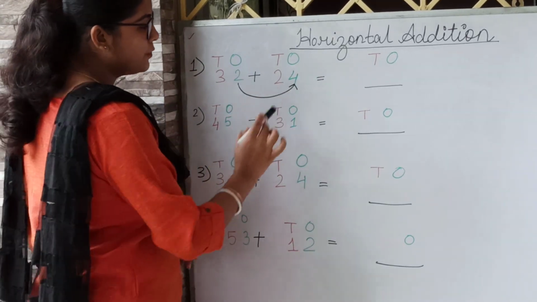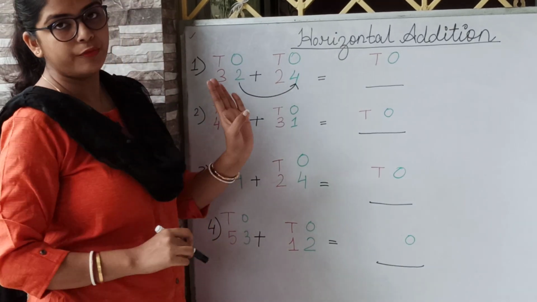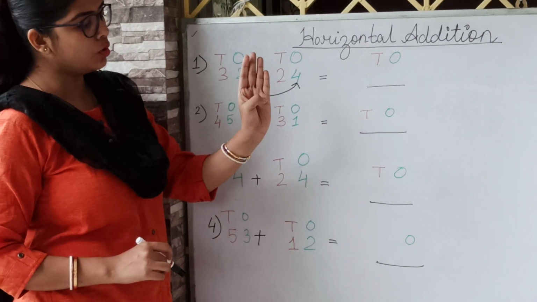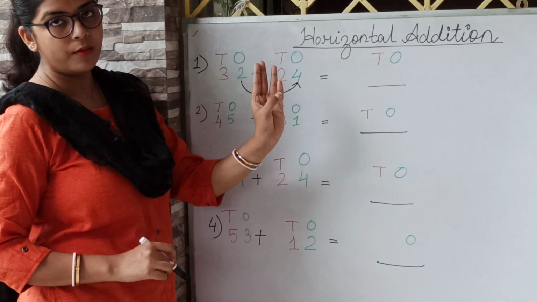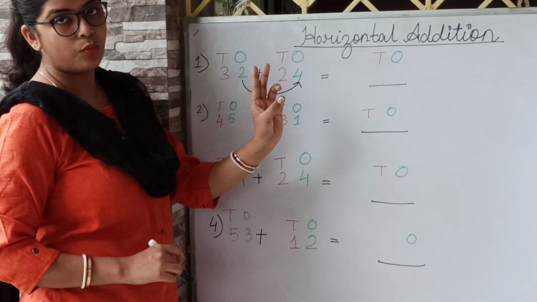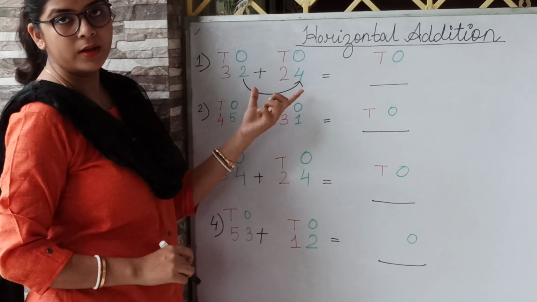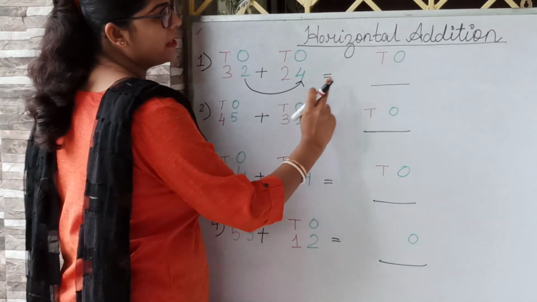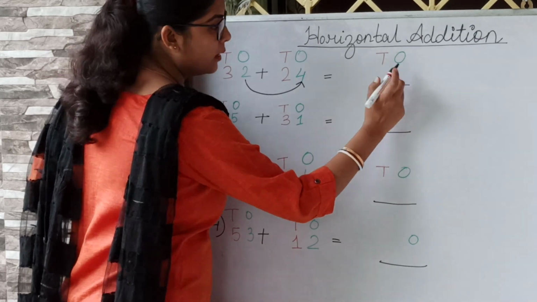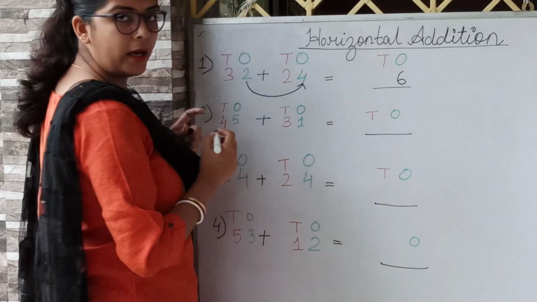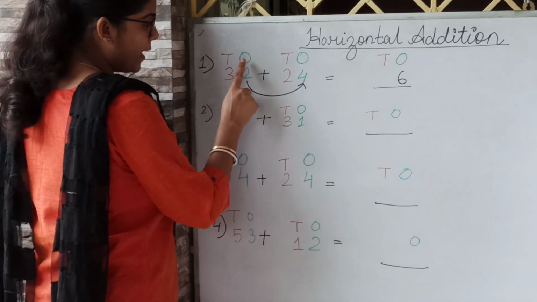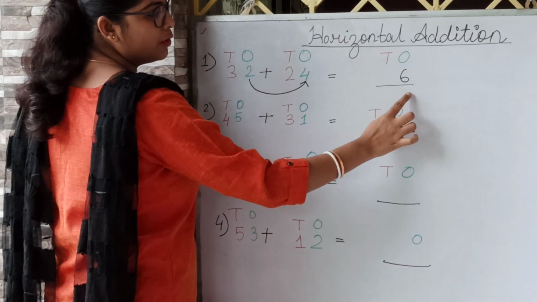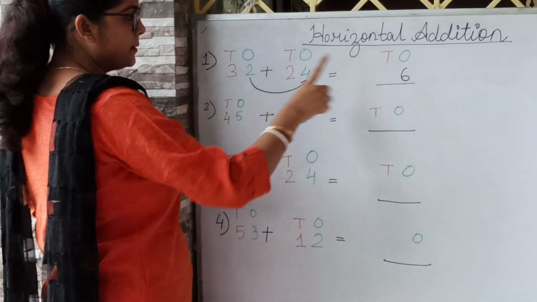So 2 plus 4, how much? Count on your fingers. After 2 we have to count 4. So 2, 3, 4, 5, 6. So what is the answer of 2 plus 4? 6. Now this 6 I will write in the place of ones. Understood? So ones plus ones, the answer will be written in the place of ones.